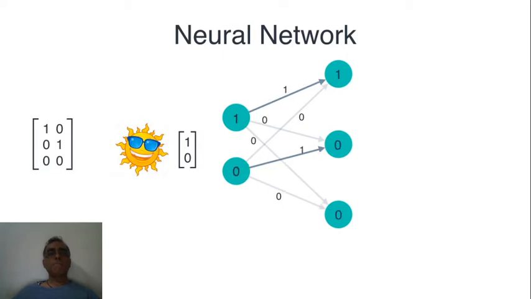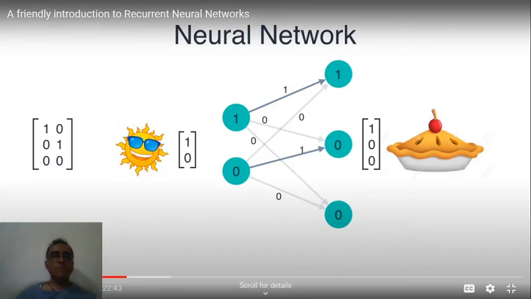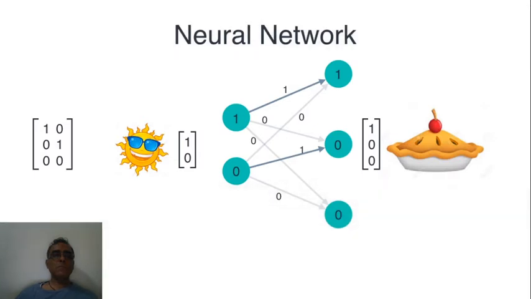So this becomes the vector 1, 0, 0. You can check that, and that's actually equivalent to matrix multiplication. And that's why neural networks are really representing a bunch of matrix multiplications. And so here you get the vector 1, 0, 0, which is the vector corresponding to an apple pie. And you can check that if you input the vector corresponding to a rainy day, which is 0, 1, you're going to get 0, 1, 0, which corresponds to a burger. Okay, so that was a simple neural network.